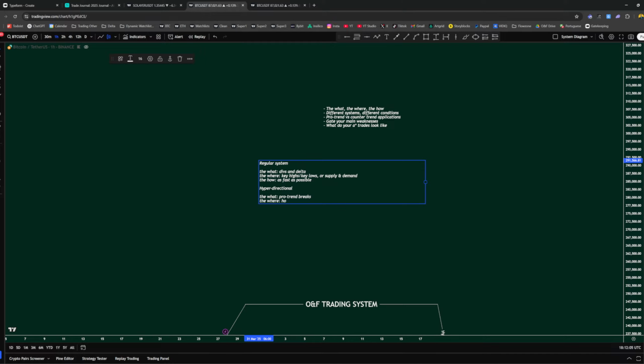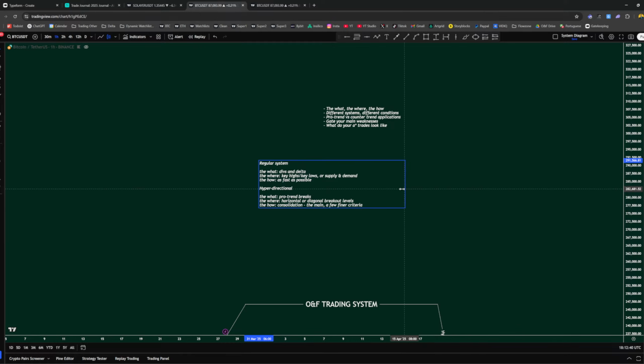The where is horizontal or diagonal breakout levels. And the how: consolidation. So consolidation would be the main one, and then a few finer criteria, right? But mainly just consolidation prior to the breakout, okay?